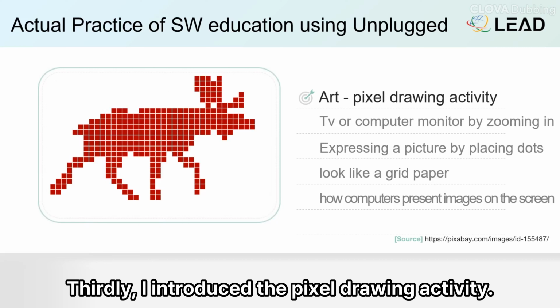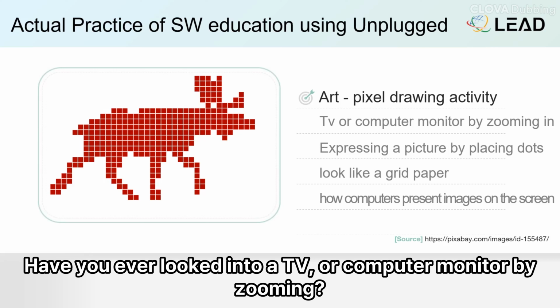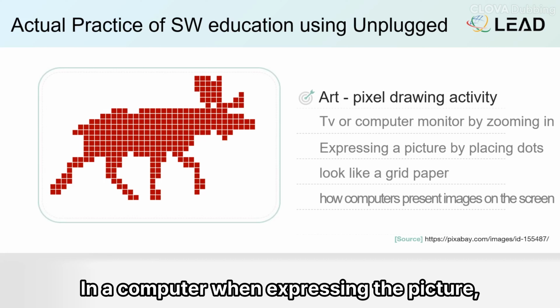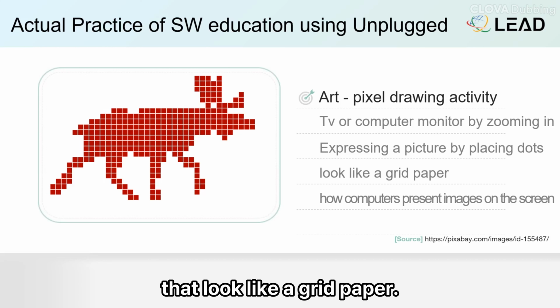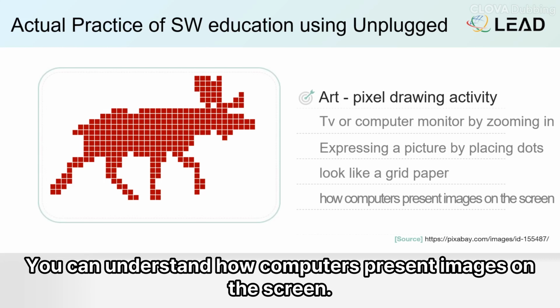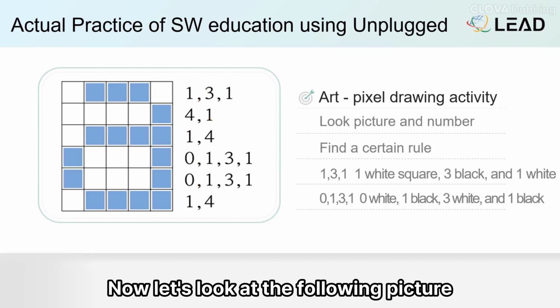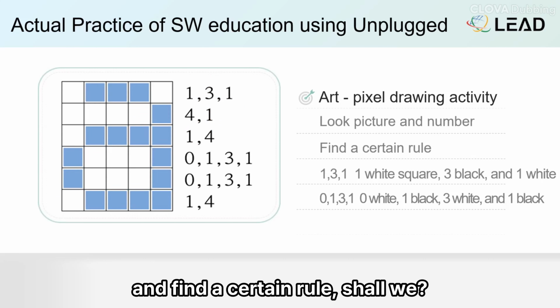Thirdly, I introduce the pixel drawing activity. Have you ever looked into a TV or computer monitor by zooming in on a computer? When expressing a picture, it is expressed by placing dots on a number of cells that look like a grid paper. You can understand how computers present images on the screen. Now, let's look at the following picture and find a certain rule.